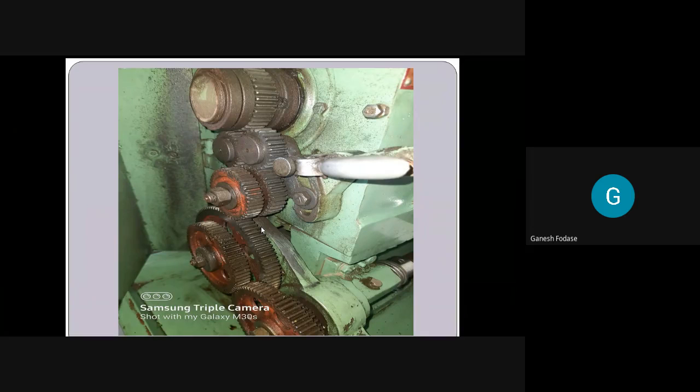So in this experiment, we'll study kinematic analysis of the working of a lathe machine gearbox, that is, the machine tool gearbox, which is already discussed in the previous video. In this video, I will explain how to analyze this gear train in detail. So this is our machine tool gearbox, which is used for kinematic analysis in a lathe machine.